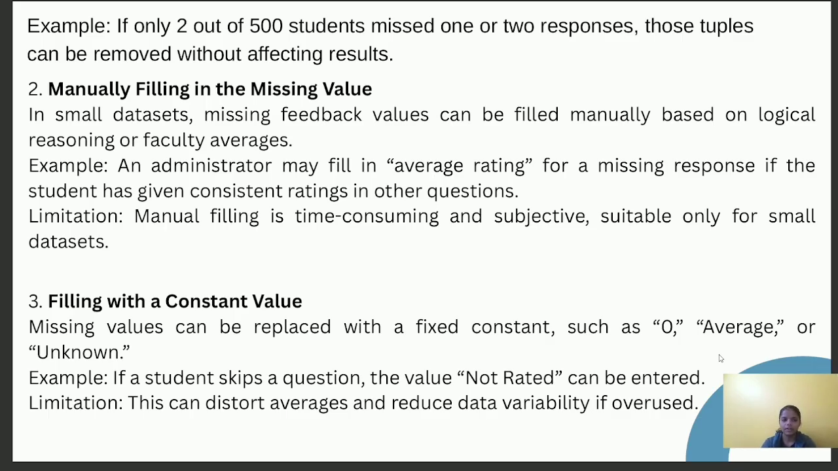Now the third one, filling with a constant value. Missing values can be replaced with a fixed constant such as 0, the average, or unknown. Example, if a student skips a question, the value "not rated" can be entered. Limitation, this can distort the average and reduce the data variability if overused.